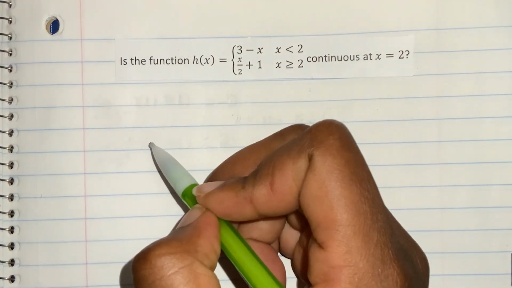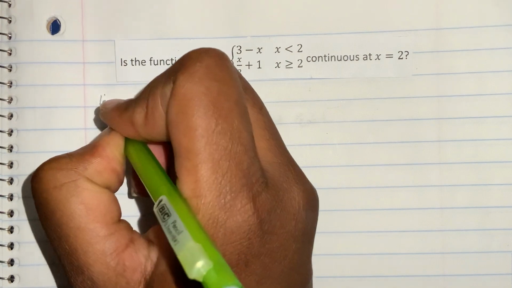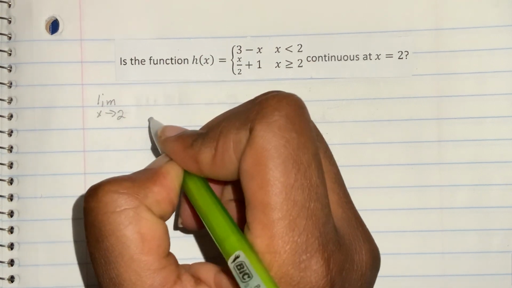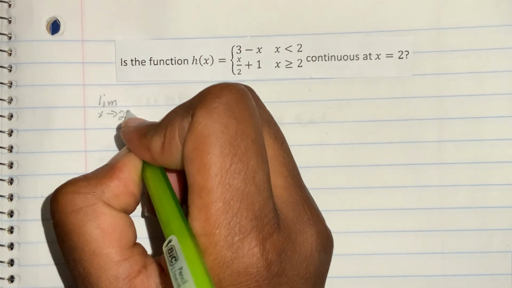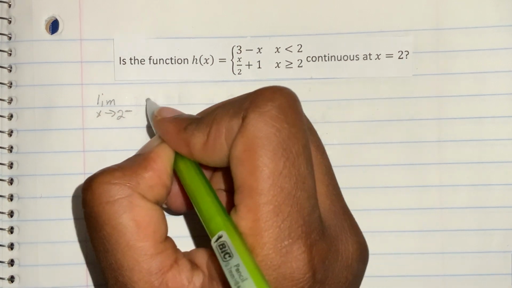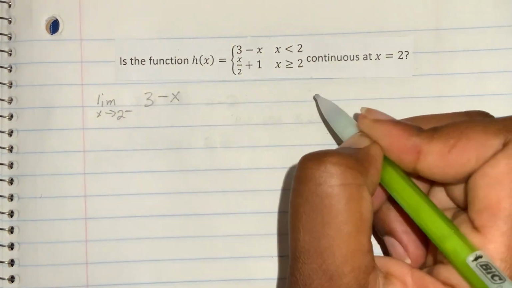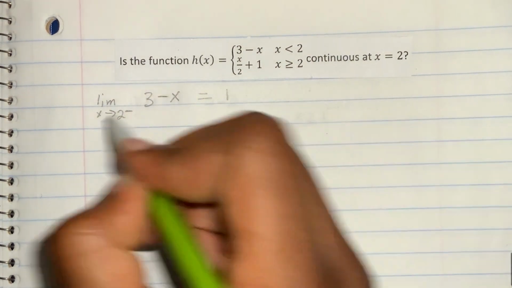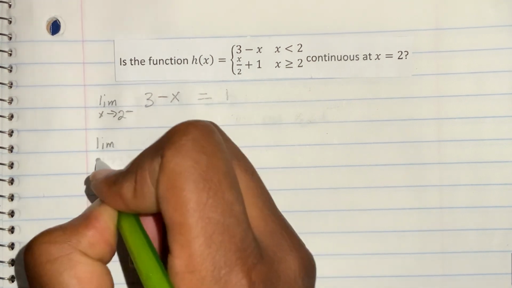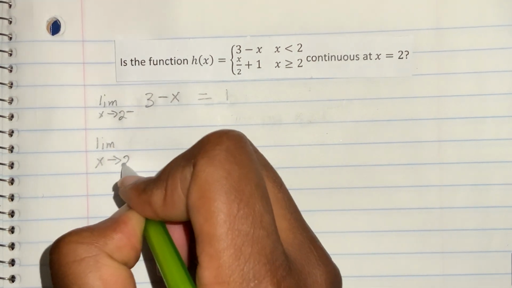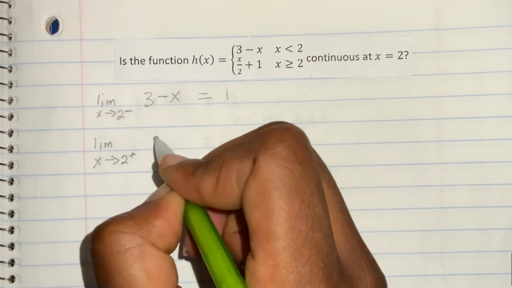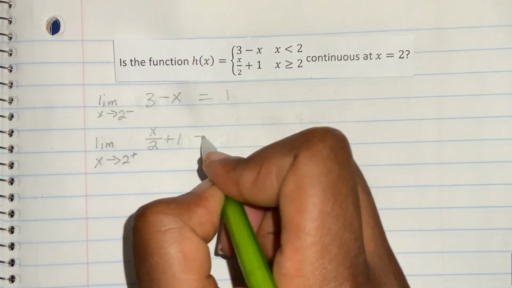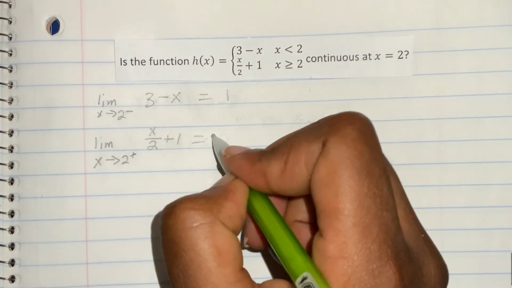In our next problem, we will evaluate the limit of the function as it approaches 2 from the negative side. And so we'll use the function when x is less than 2. Leaving us with a value of 1. Now we will evaluate as x approaches 2 from the positive side. And so we'll use the function when x is greater than 2. Which will give us a value of 2.